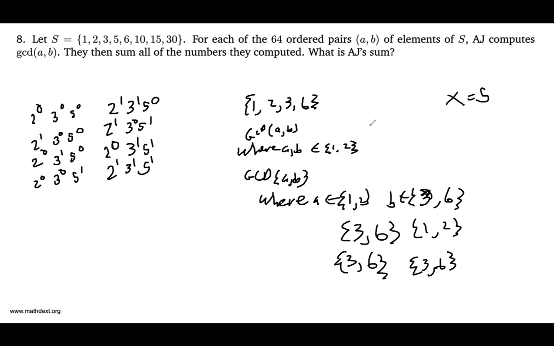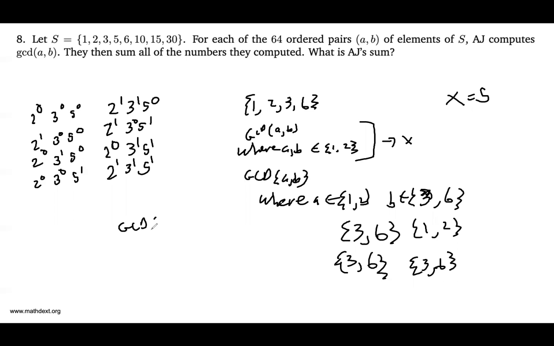Now, if we consider this first group and add the 4 GCDs up, we're going to get X, or we could write 5. I'm going to write it like X because X is important. Because the GCD of 1 and 1 is just 1, the GCD of 1 and 2 is 1, and so on. Now, the second group, where A is in 1, 2 and B is in 3, 6.